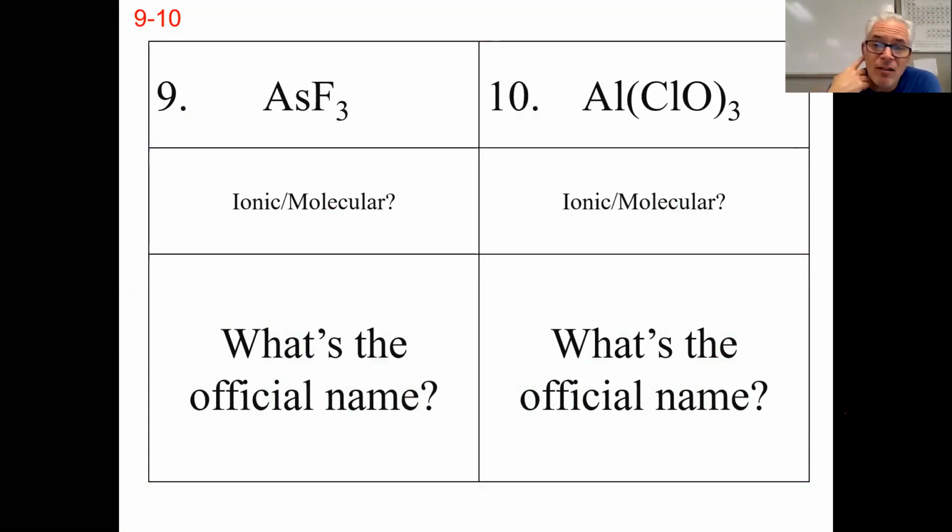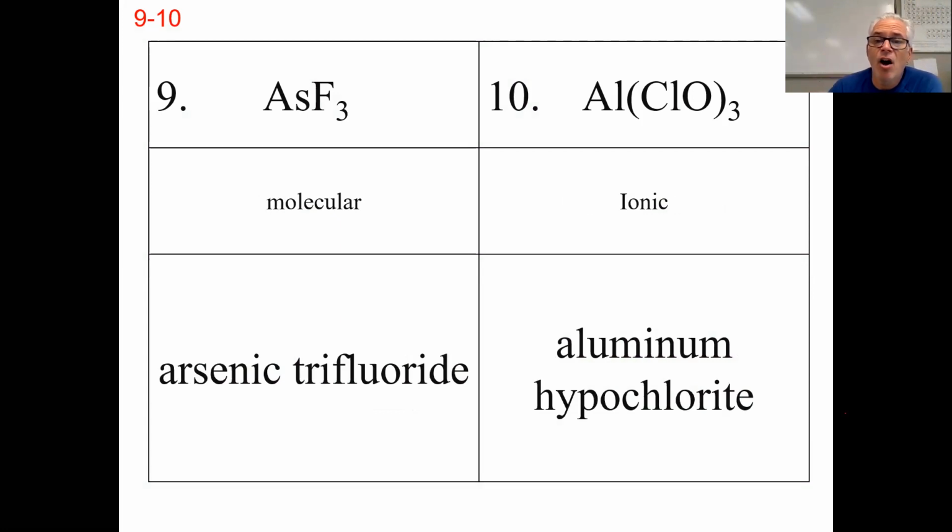Now, the next one is Al, aluminum. Aluminum's cool, but we got this ClO business. Let's go to table E and not guess. When I go to table E, ClO is right here, and that's called hypochlorite. So to name these, aluminum, it's in the middle of the table, isn't it? But it's not transitional in the sense that it makes more than 1 ion. It's just aluminum hypochlorite, and it's ionic, right? Aluminum hypochlorite, and the other one there, molecular, arsenic trifluoride.